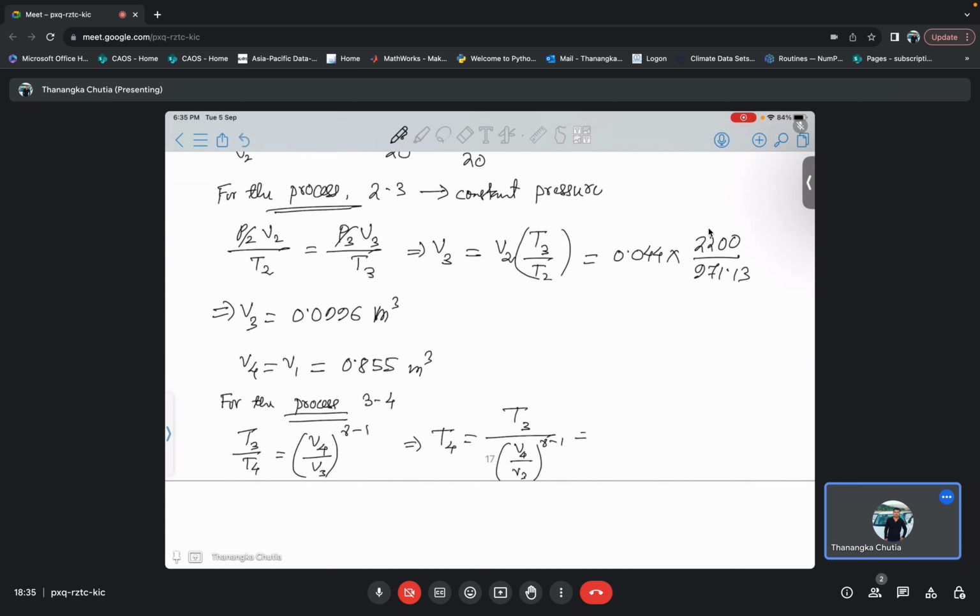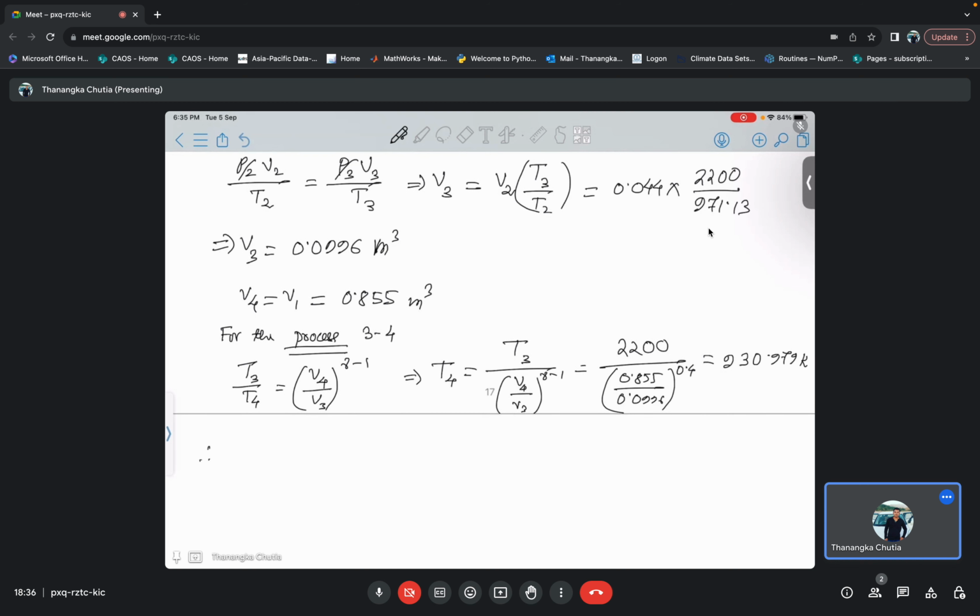So what is T3? 2200. What is V4? 0.885. And what is V3? 0.0996. And gamma minus 1 is 0.4. So 2200 divided by (0.885 by 0.0996) to the power 0.4. So from here you are getting T4 as 930.979 Kelvin.